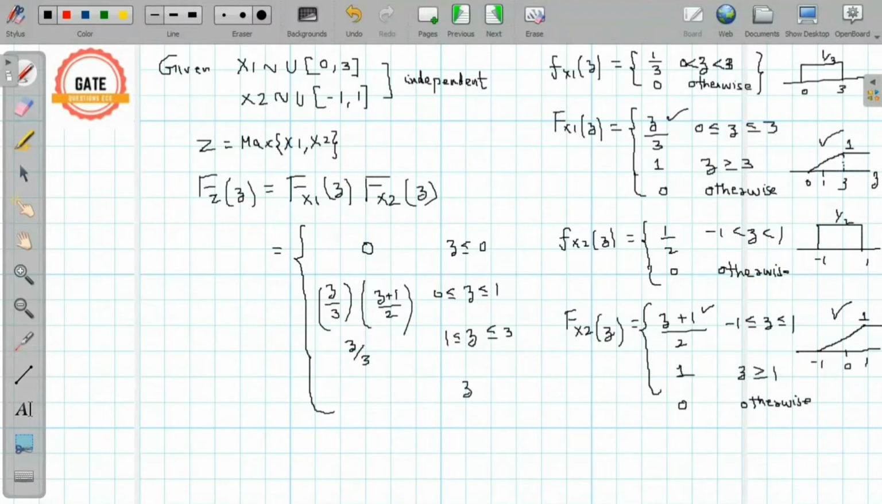And for z greater than equal to 3, it will be 1. So this is the expression for the CDF of z. So let's try to plot it.